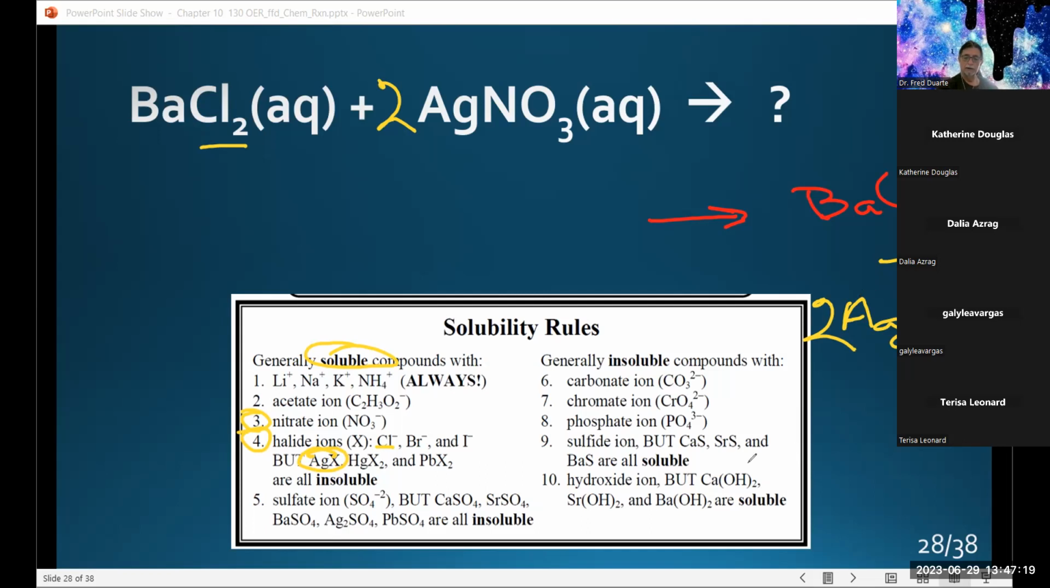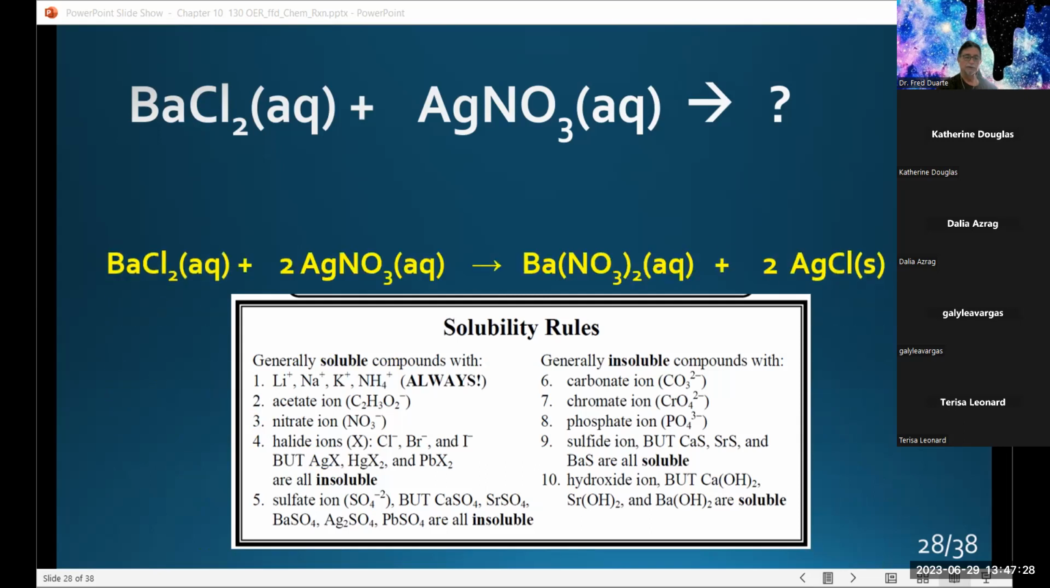Okay, let me clear it, take my stuff off and bring in the equation. Okay, so we got barium chloride plus 2 silver nitrates react to give us 1 barium nitrate and 2 silver chlorides. Positive reaction for a double displacement reaction.